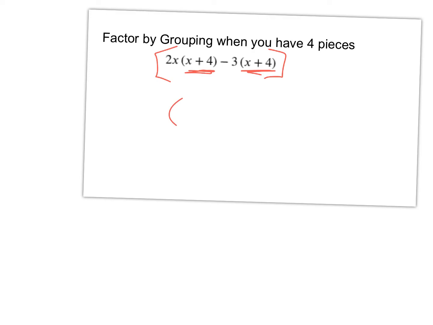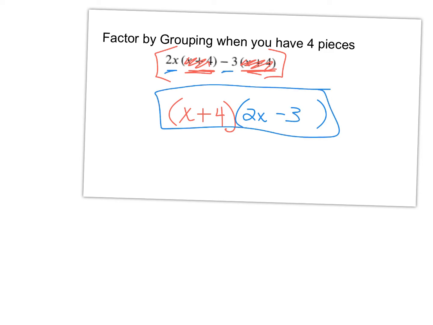So first thing we're going to do is we're going to have our x plus 4. Okay. Then the second parentheses, all the garbage left over. So 2x, then minus 3. And because there's no exponents in the parentheses, you know you're done. Pretty simple, huh? It's easy when it looks like that. Let's move on.